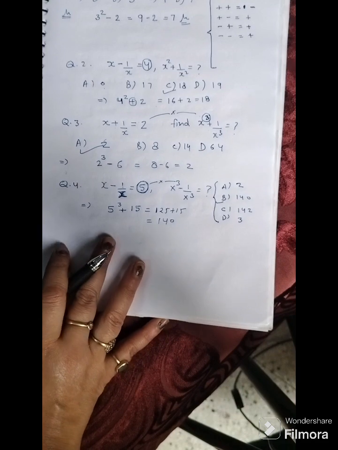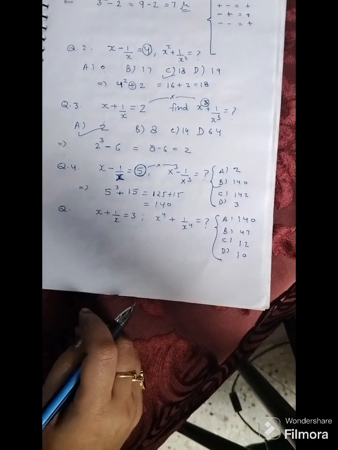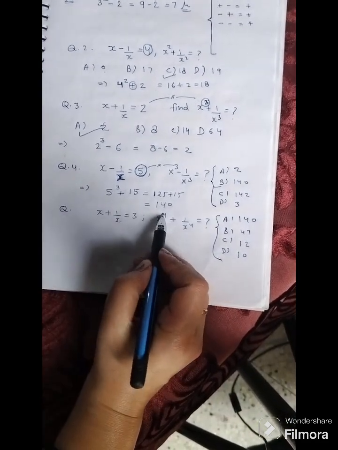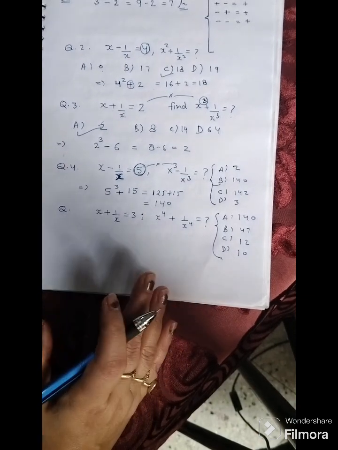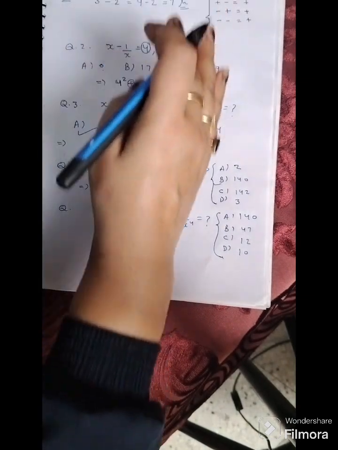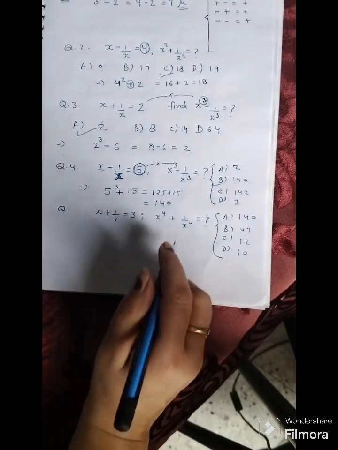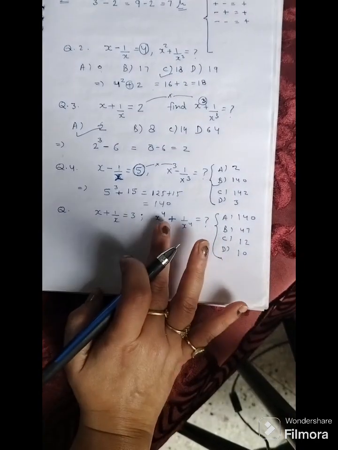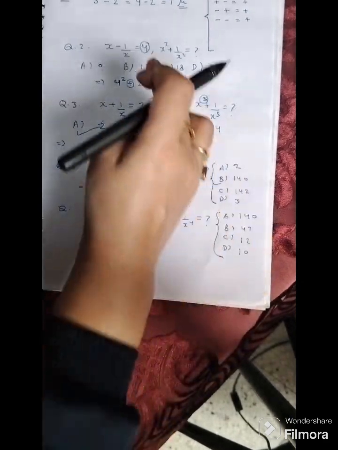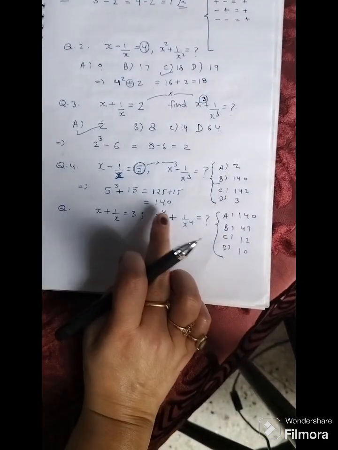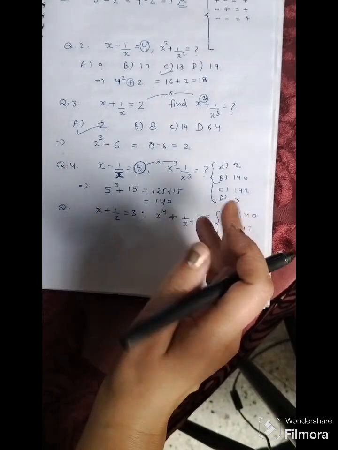So 140 is the answer. Now the next question, what if I increase this power again? See, basic rules are for square and cube. Now what we'll do is, we can break 4 as 2 plus 2, right? Because we know the rules for square and cube, so we'll try to break it into 2 and 3.